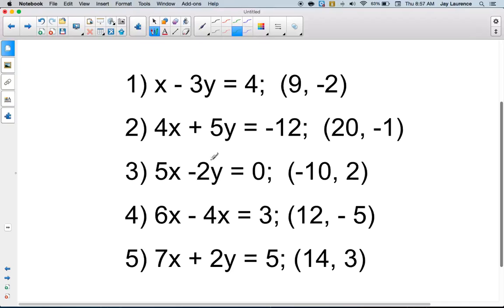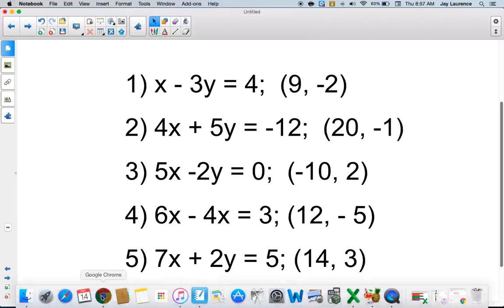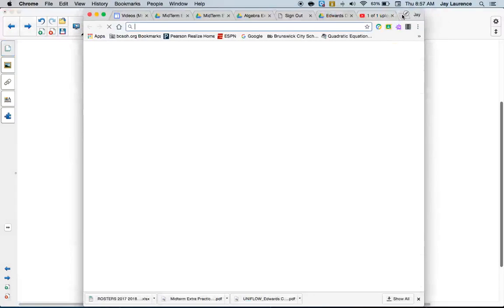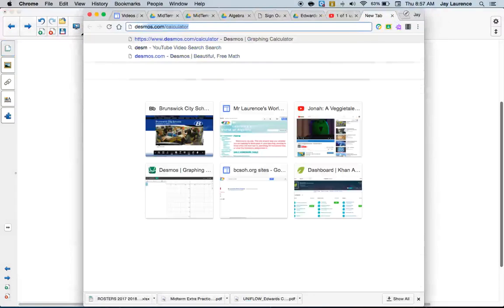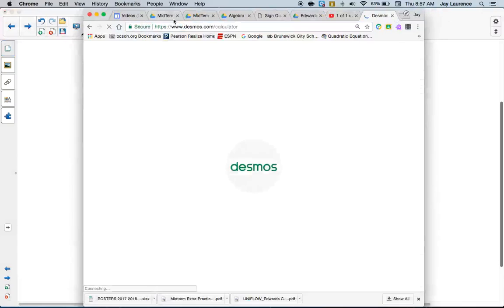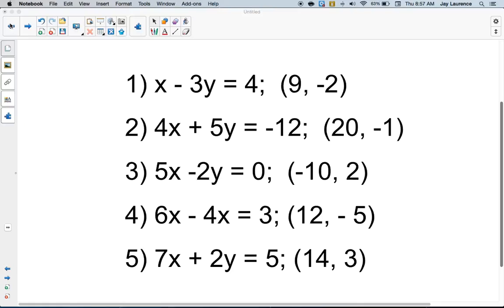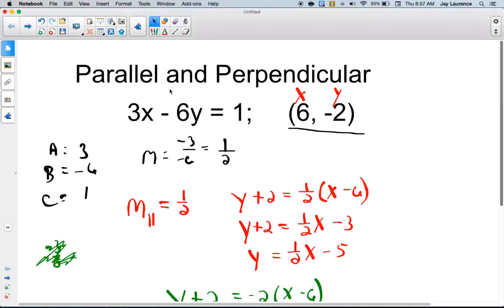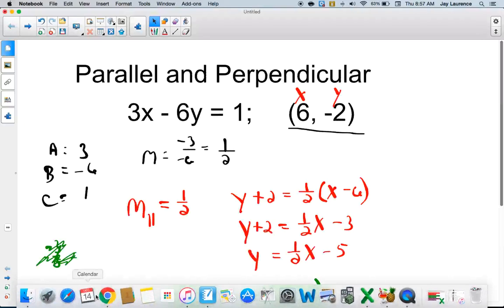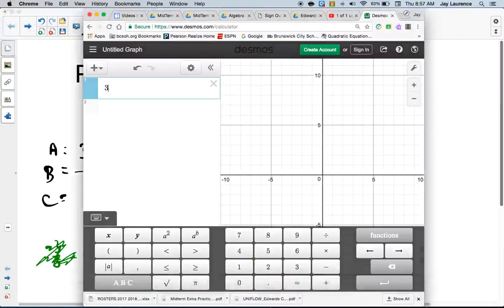your 3 equations in. Here, let me do that. Let me see here. Let's get Desmos open here. Okay, desmos.com. All right. And my original equation was 3x minus 6y equals 1. So I'm going to type in 3x minus 6y equals 1.